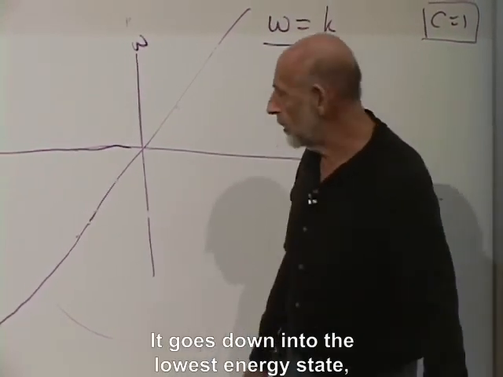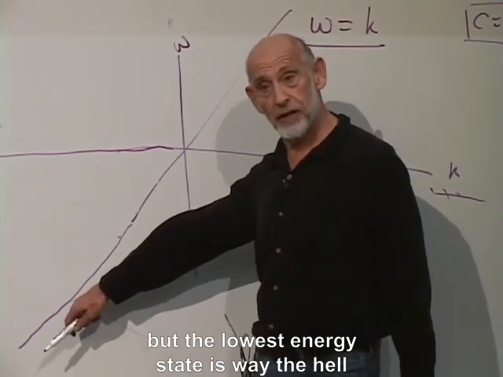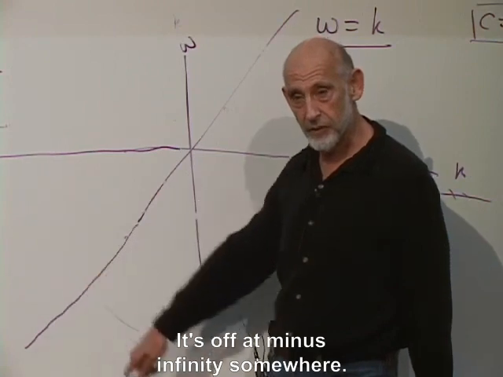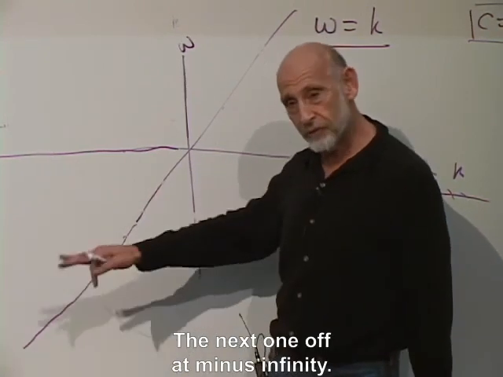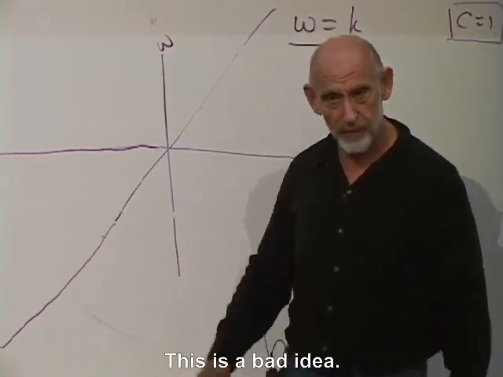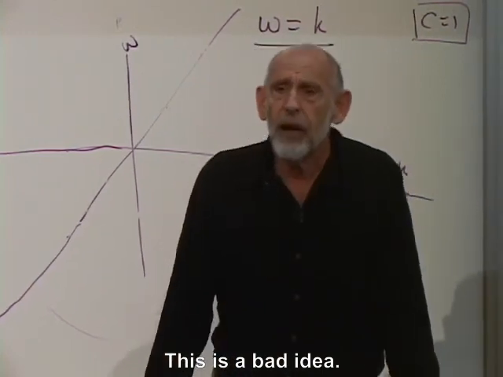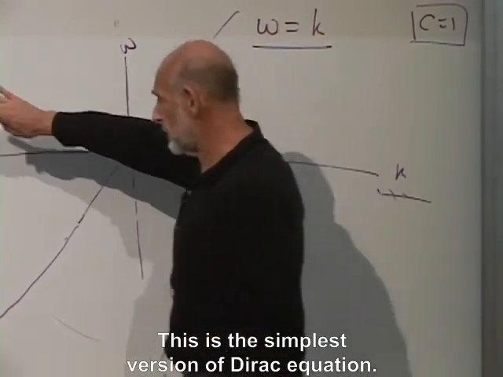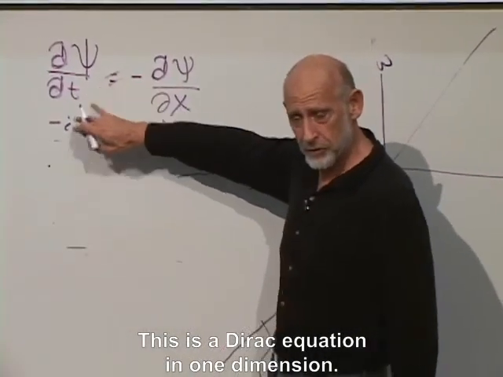It goes down into the lowest energy state, but the lowest energy state is way down there somewhere, off at minus infinity. The next one, off at minus infinity. This is very dangerous. This is a bad idea. What Dirac said, this is the simplest version of the Dirac equation. This is the Dirac equation in one dimension.